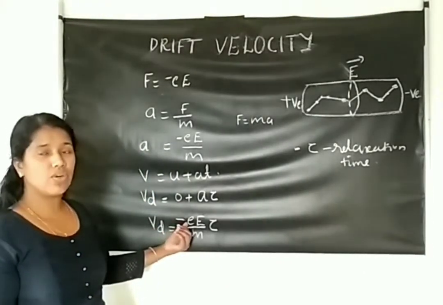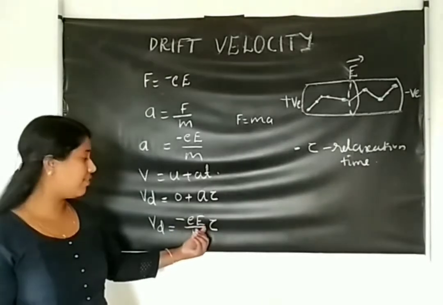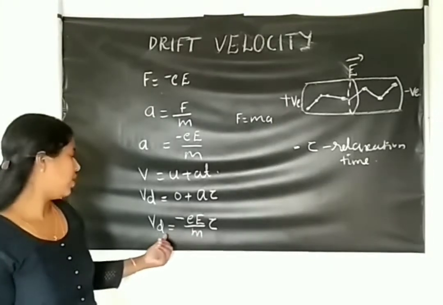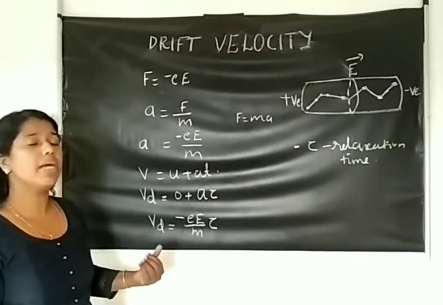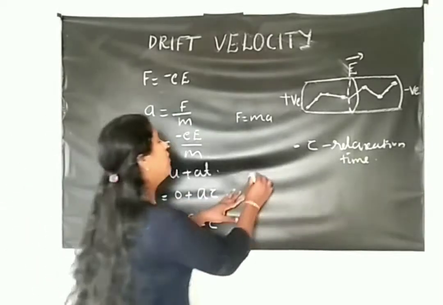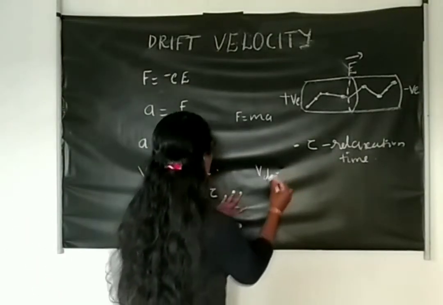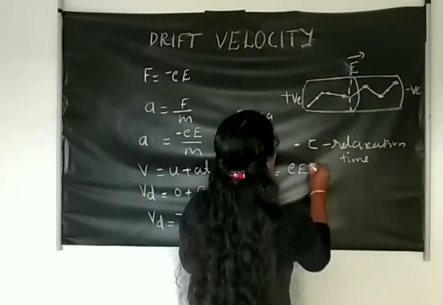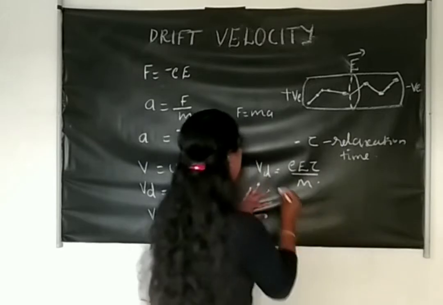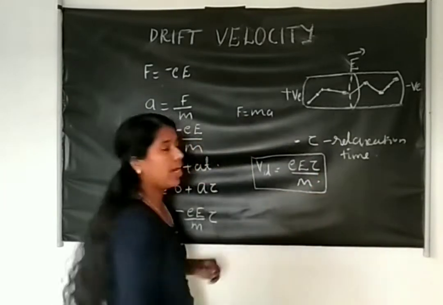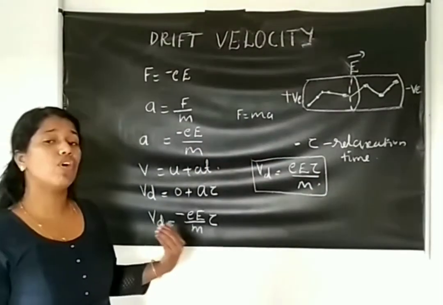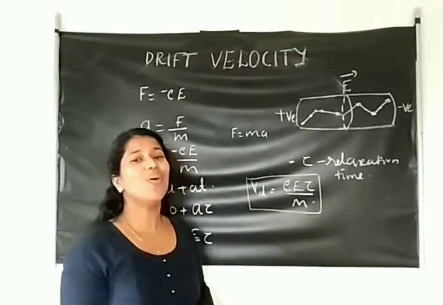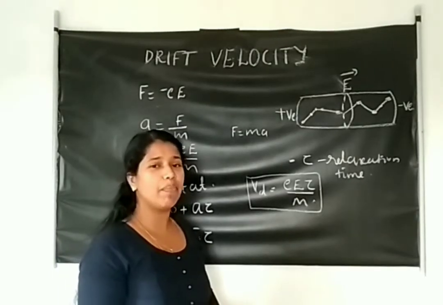Here e is the charge of an electron, E is the external electric field, tau is the relaxation time, m is the mass of an electron, and vd is the drift velocity. Taking the modulus, we can avoid the minus sign. This is our final expression for drift velocity: vd = eE tau divided by m.